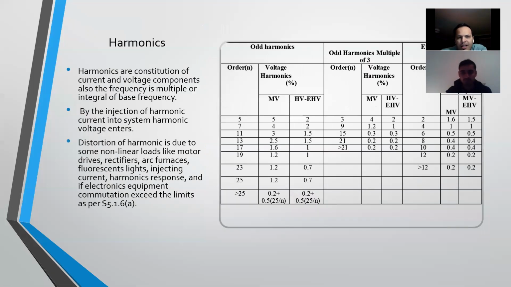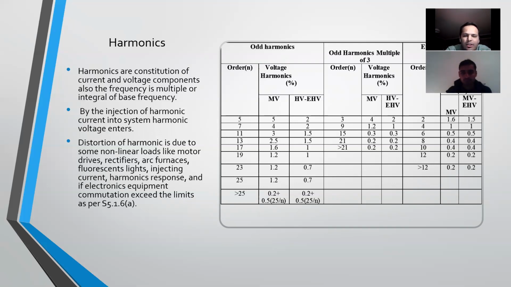Harmonics. Harmonics are the constituent components of the current and the voltage, with frequency multiplied by an integral of the base frequency. By integrating the harmonic current into the harmonic voltage, it shows what the overall harmonics are. We compare with the harmonics multiply index, and after we execute the harmonics, we will see what we get at the end.